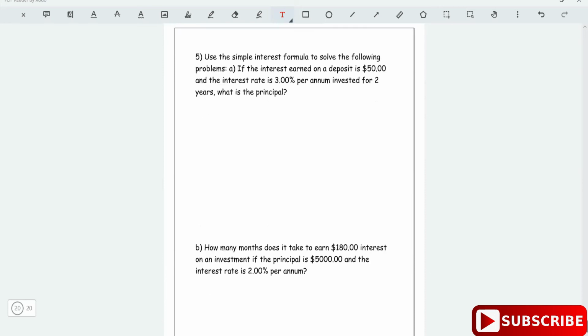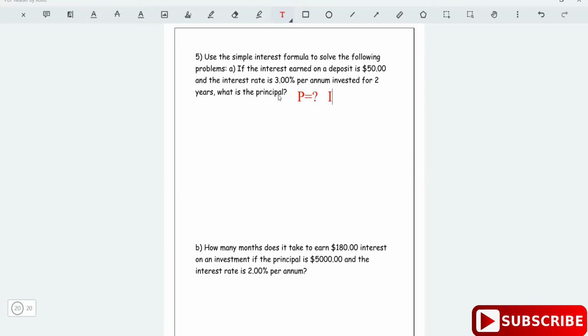Let's look at this right here now. It says, use a simple interest formula to solve the following problem. If the interest earned on a deposit is $50 and the interest rate is 3% per annum invested for 2 years, what is the principal? So this is what you would write down. You want to find the principal. The principal, we don't know. Let's put a question mark.